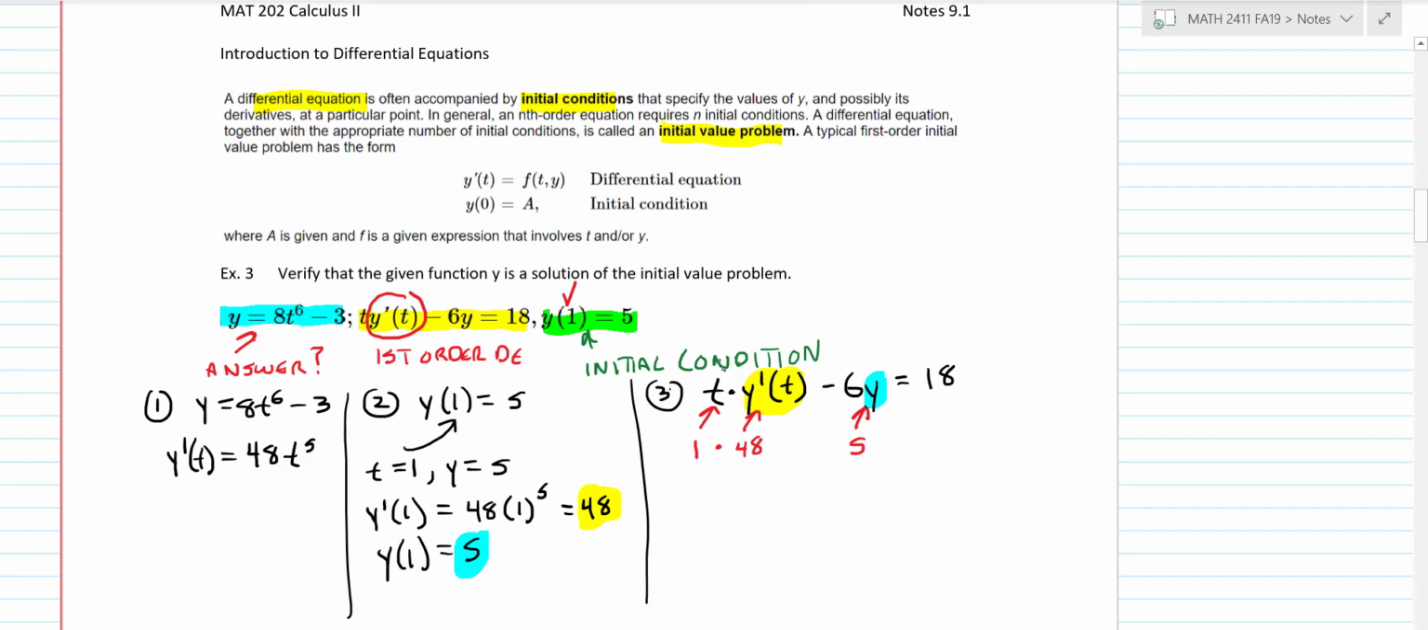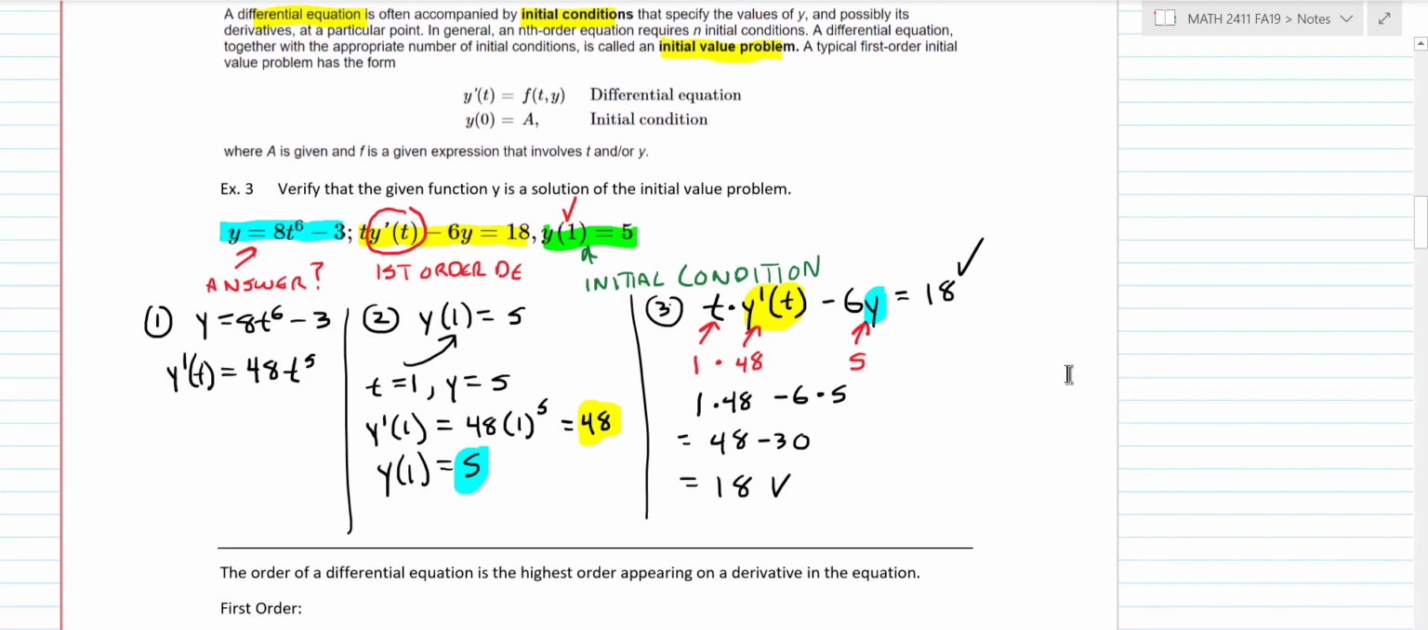You just got to know that t is 1. That's given in the initial condition. You evaluate the derivative at 1 to get 48. And then y is just 5 when t is 1. So what we get is 1 times 48 minus 6 times 5. So that's equal to 48 minus 30. So that is indeed equal to 18. So that verifies that that's a solution to the differential equation, given that initial condition.